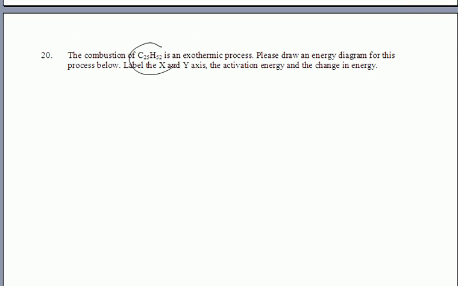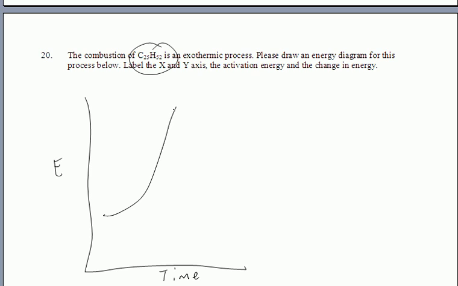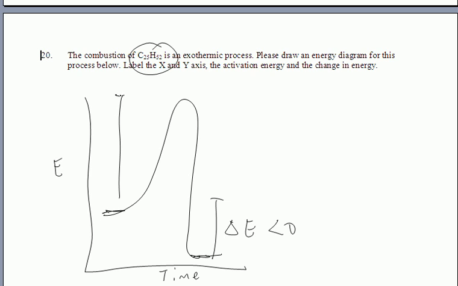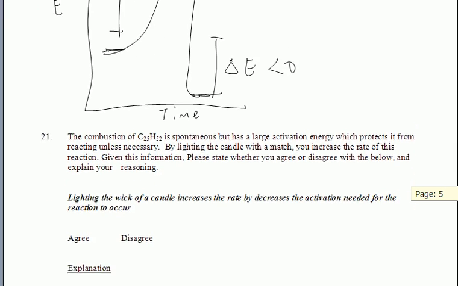Okay, moving on, they're asking for an energy diagram. This is going to be energy. This is going to be time. I'm moving kind of faster because I don't have 10 minutes to do this. This is going to be your change in energy. This is less than 0 because you end up at a lower place than you started. This is your activation energy hill. Note it's a very high EA.